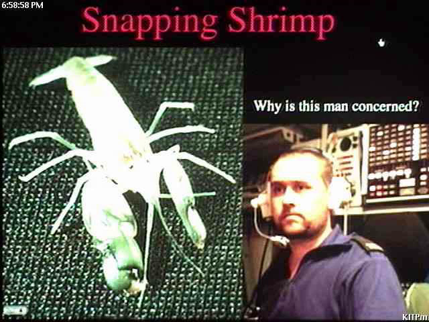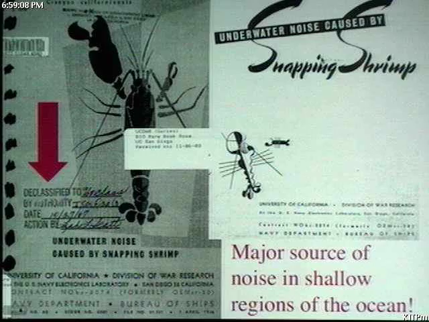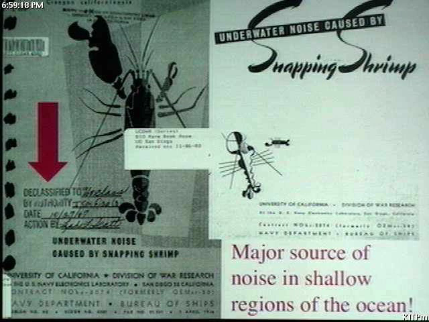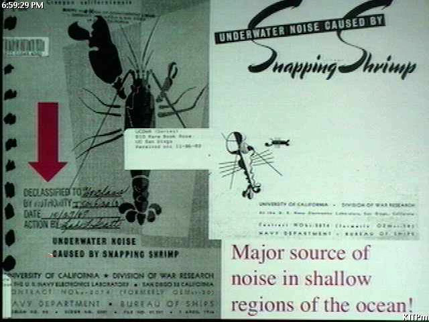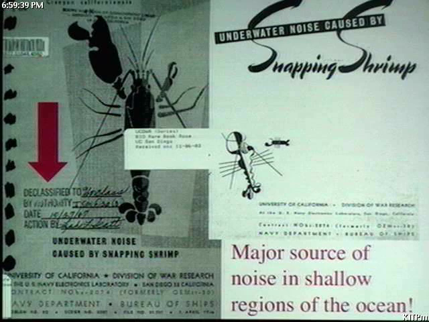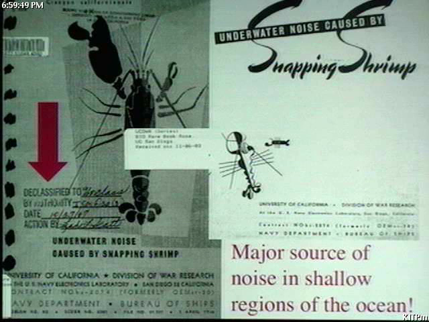So these snapping shrimp were known for many years, but were really discovered and studied in great detail in the 40s, when they were discovered as a large source of noise for sonar operators below water. And so shown here is a report, declassified in 1967, from the University of California Division of War Research, written in 1946, at least it came out after the war. It studied this phenomenon that was discovered in great detail when they started having submarines in shallow water, which is that these snapping shrimp, which are in shallow depths, are a major noise source.